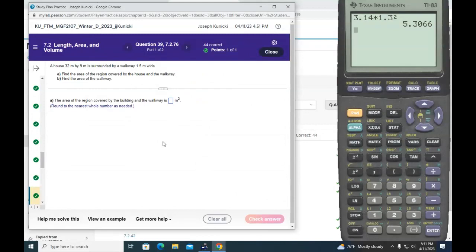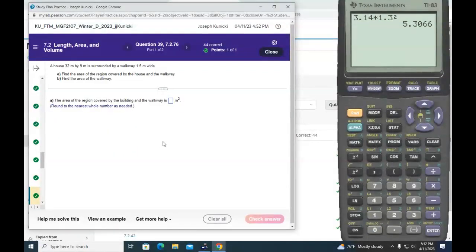So it's obviously a rectangular house, 32 by 9. And it's got a walkway around it. So this is 9, this is 32. And this is 1.5 all the way around. All four sides are 1.5.